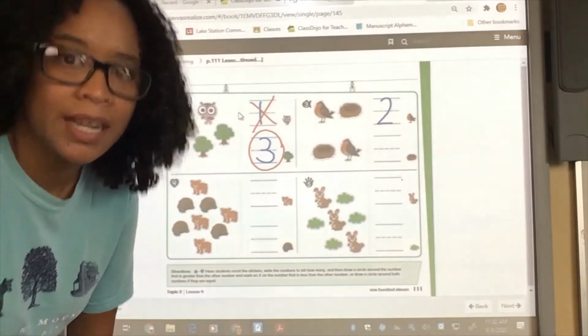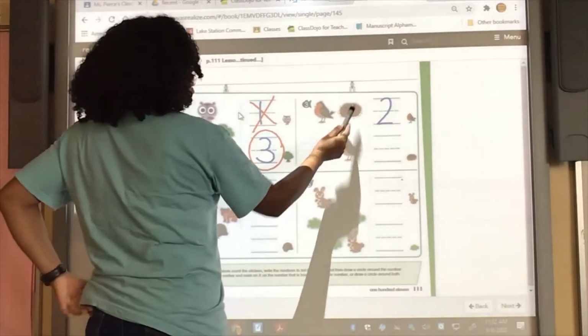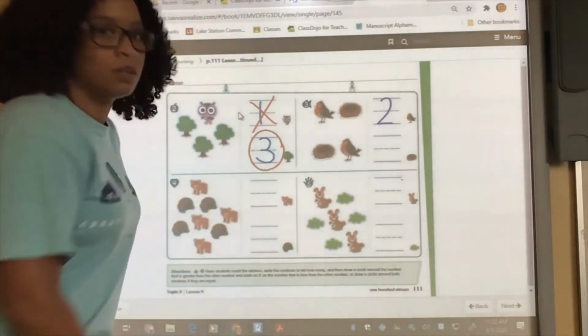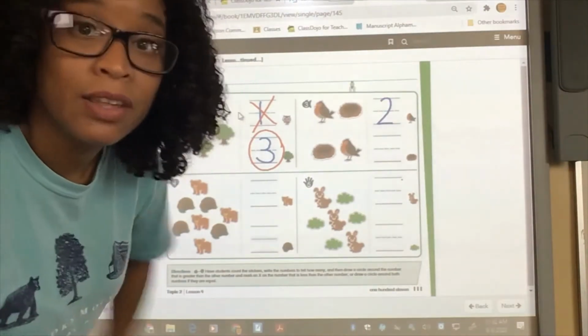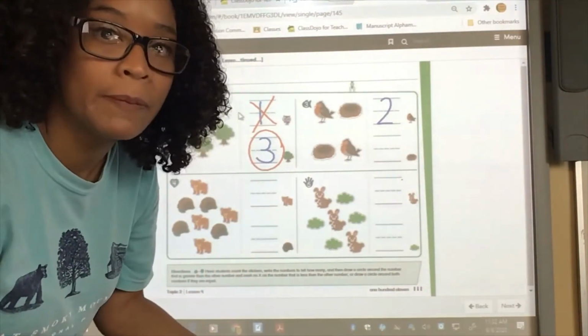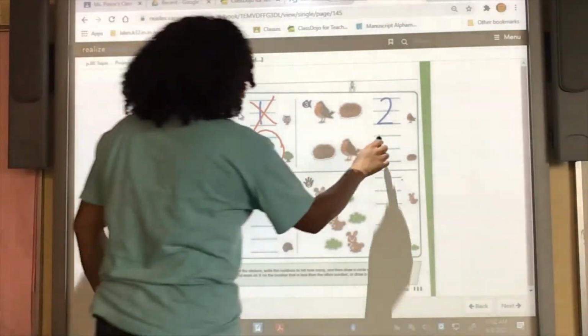Now, let's count the nests. 1 and 2. How many nests are there? There are 2 nests. So what number am I going to write? The number 2.